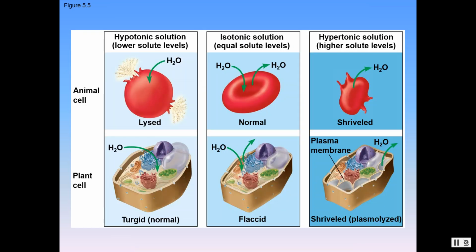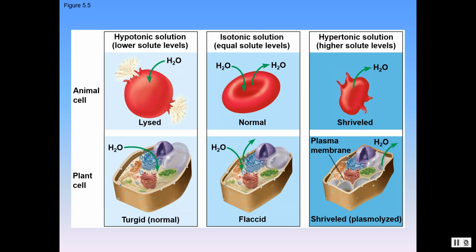Now, this is why this is important. In an animal cell, we're going to learn three new words here: hypotonic, isotonic, and hypertonic. And you'll notice the colors in the squares: light blue, medium blue, and dark blue. That is supposed to indicate the solute level, the amount of dissolved solid in that water.